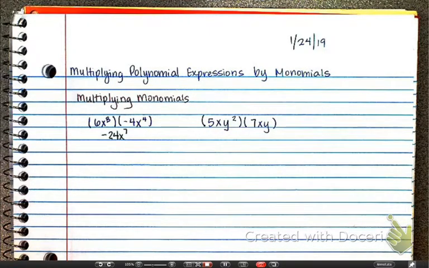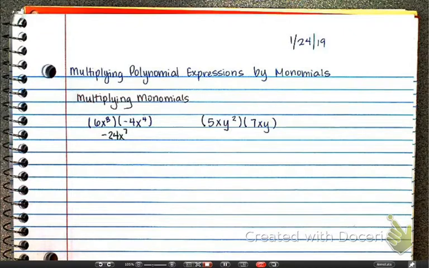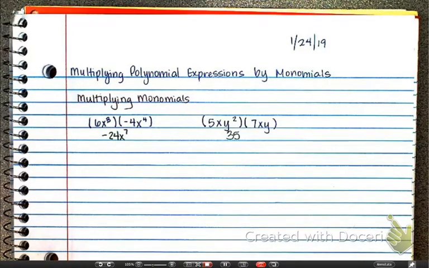Which thing? 35x squared. Oh, okay, so you did multiply these, but you didn't multiply these. How many x's is that? That's x to the what power? Okay, and that's a 1. So if we multiply our coefficients, 5 times 7 is 35. And we add exponents.